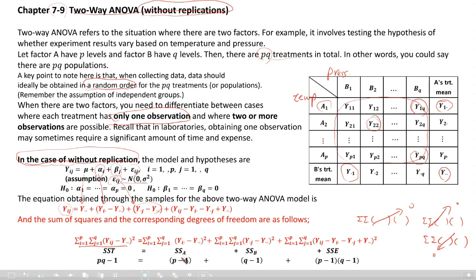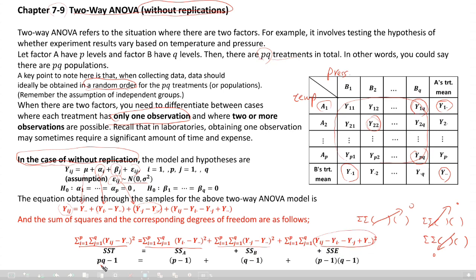SSA, the A factor sum of squares. This one is the B factor sum of squares, SSB. And this one is what? The residual sum of squares. Somebody says error sum of squares. There is no difference, I think.